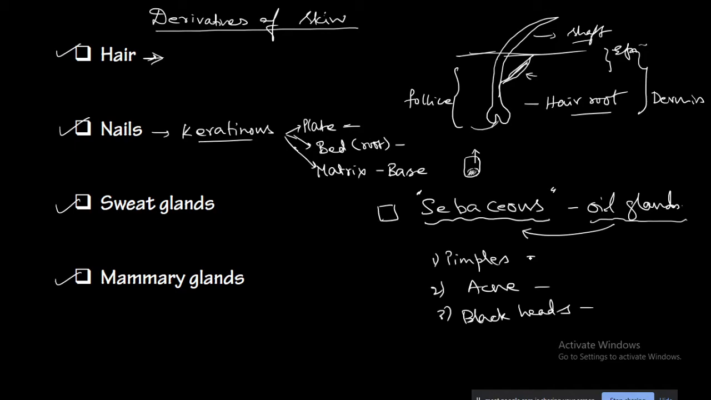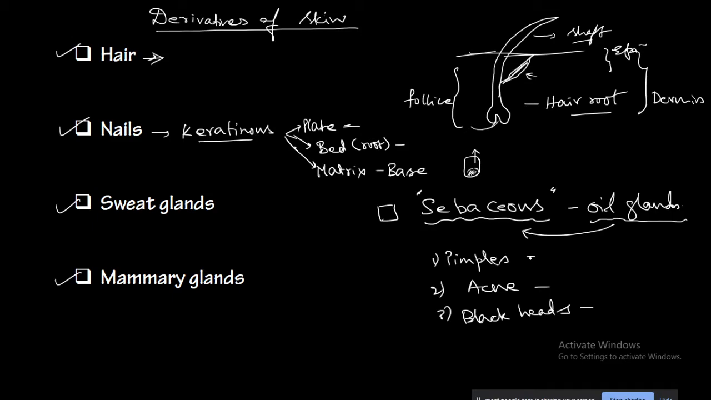Blackheads are what? These are the sebaceous glands. Wherever that opening is there, the dead skin cells will clog that pore, along with these oils. So what happens, on exposure to oxygen they will oxidize and become black in color. Okay, so that is how they appear as blackheads. Sebaceous glands are nothing but oil glands, and there are three common problems that come with the sebaceous glands.